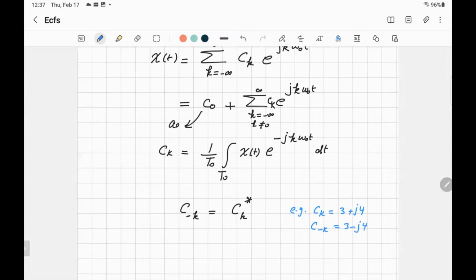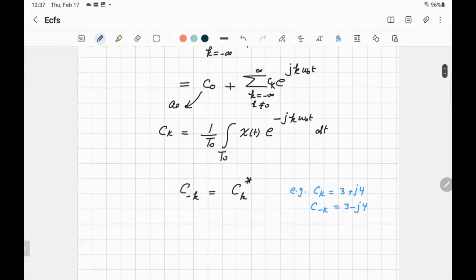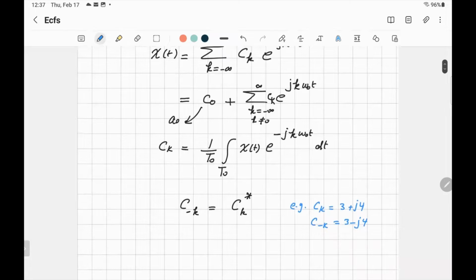That's if c_k is complex. Not all cases have c_k complex. What about if it's real, like equal to 3? Then the absolute value will be equal. So that's, in general, the relationship between c minus k and c_k.